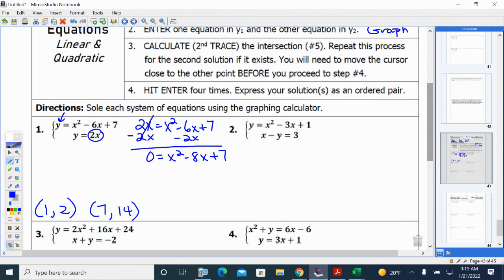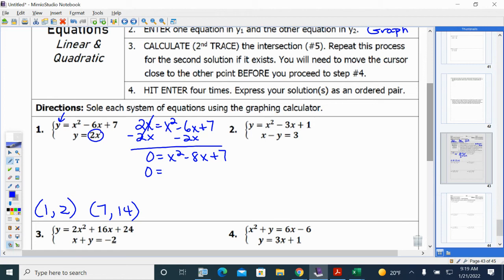Now, to solve a quadratic, there are several methods. One method is to solve by graphing. One method is to solve by factoring. Another method is the quadratic formula. The two that we're going to learn in Algebra 2 are the square root property and completing the square. I'm going to show you factoring really fast. We're going to review this later.